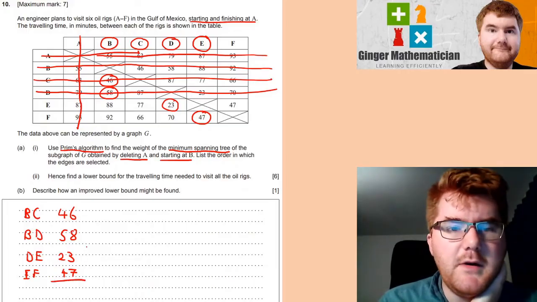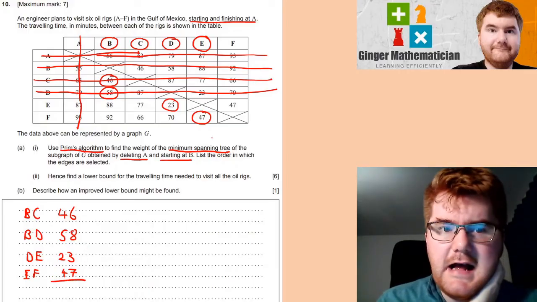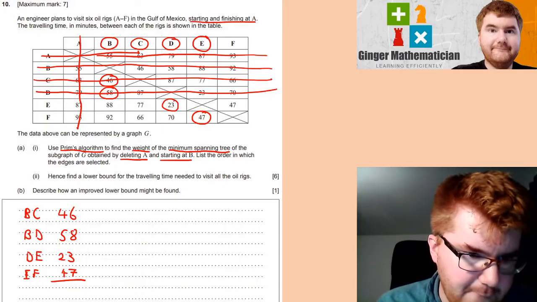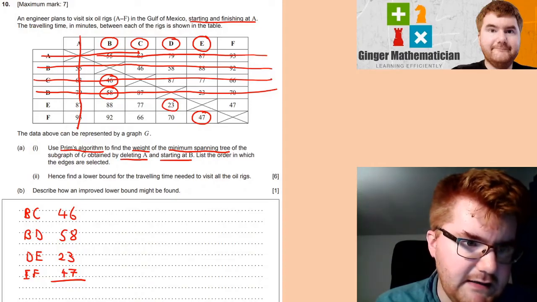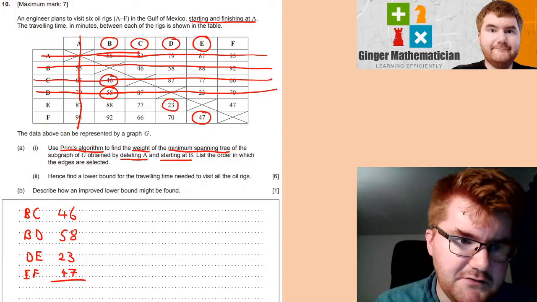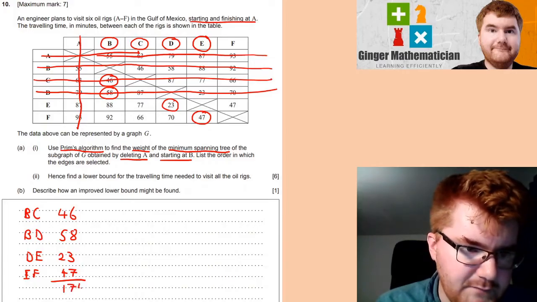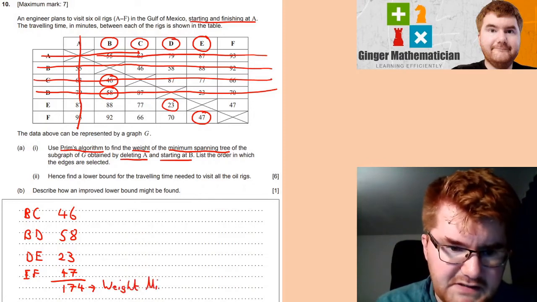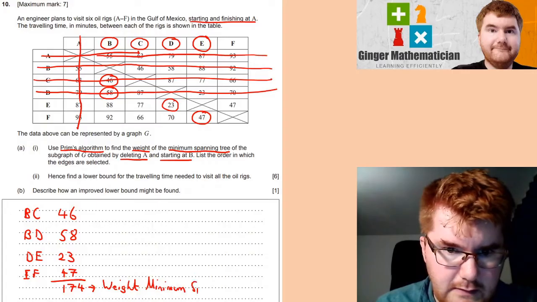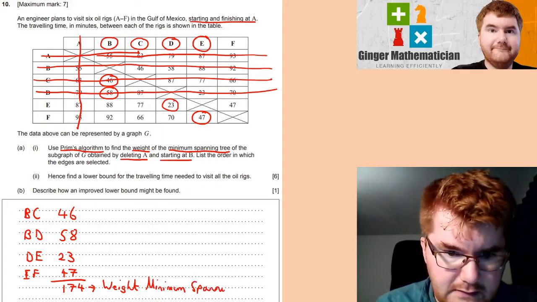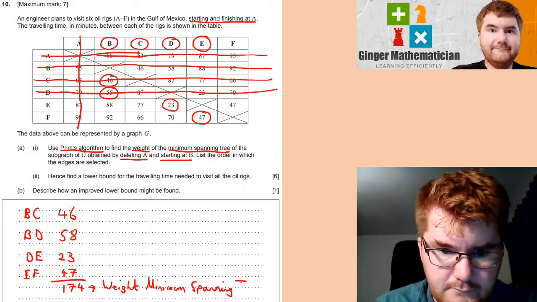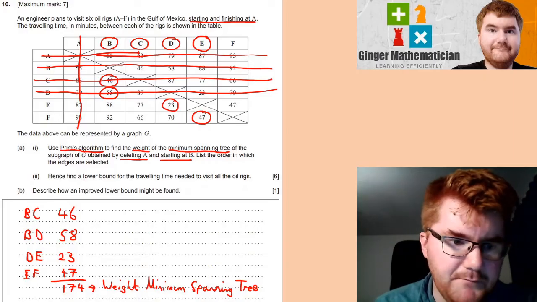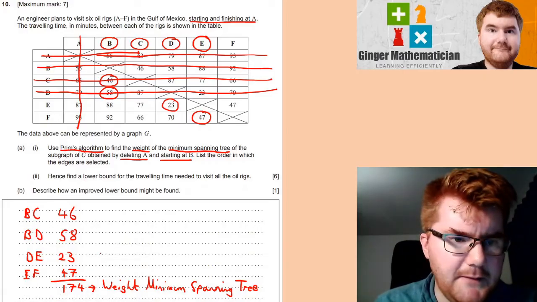At this point, we want to work out the minimum spanning tree and the weight of it, so we need to add up all those edges together. We can do this in our head. 47 plus 23 is equal to 70, plus 58 is 128, plus 46 is 174. So this is going to be the weight of the minimum spanning tree, and we pop that in like so. That is going to be our lower bound, so that answers question 2 as well.